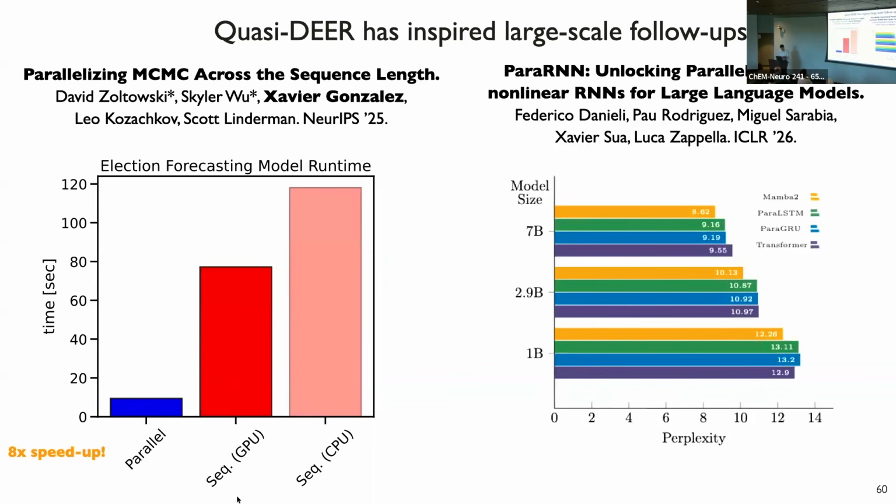Meanwhile, in work beyond our own lab, in work that I was not even involved with directly, Federico Danieli and his team at Apple took quasi-Deer one step further and actually took some RNN models and not only used quasi-Deer, but actually just made the whole RNN have diagonal dynamics. With these approaches, which he calls para-LSTM and para-GRU, he's able to train 7 billion parameter language models, which is no small feat, and achieve very comparable language modeling performance to what are state-of-the-art methods for large language models. So all this is to say that even though quasi-Deer might sound small in its name, it's had very large-scale impact already.